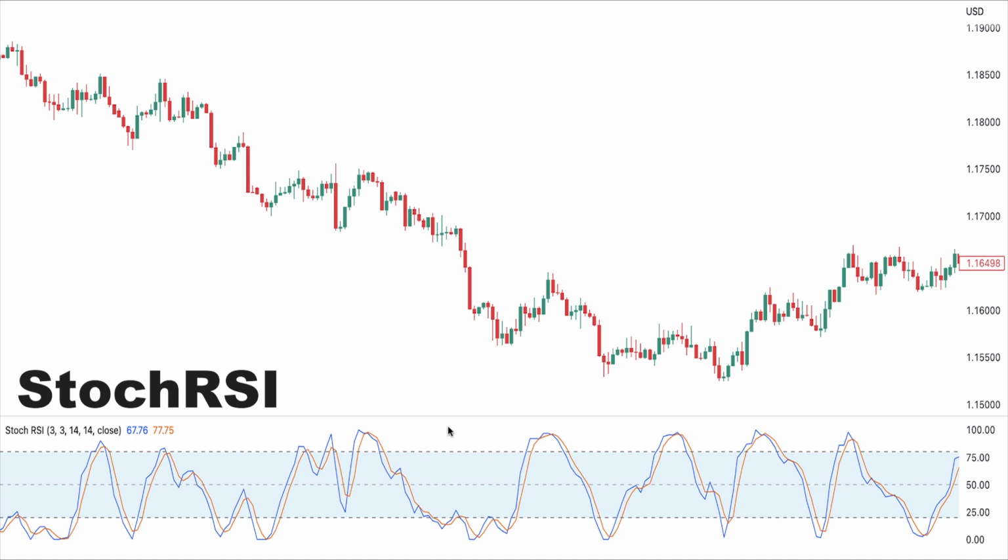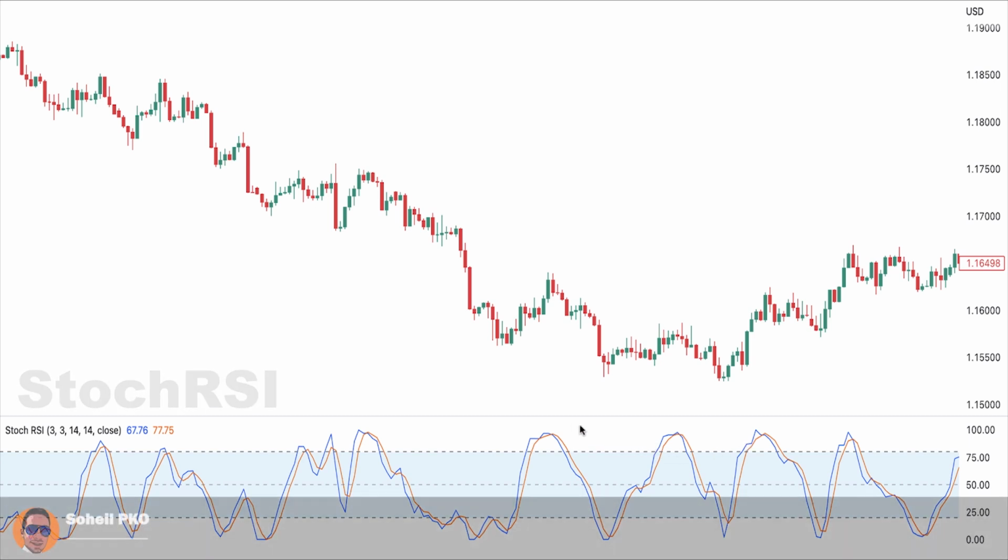Stoch RSI is calculated by applying the stochastic formula to RSI values rather than price values, and this makes it an indicator of an indicator. I don't intend to get into the calculations of Stoch RSI because in practice you don't need it, and you should just learn how to interpret and use it for trading. Anyway, if you're curious on how it's calculated and you need the formula and calculations behind this indicator, just simply search in Google and you'll find it on many websites. Alright, now let's see how we interpret and use this indicator for trading.